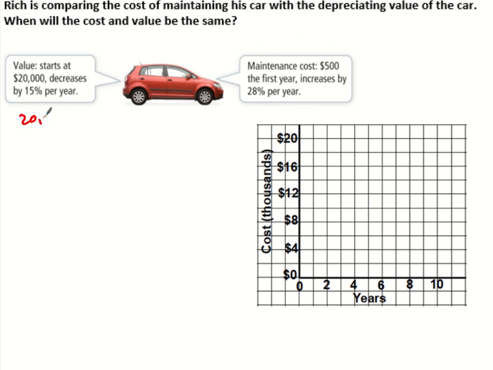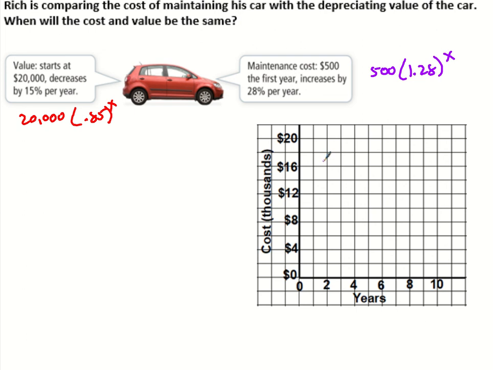So for the value of the car, we're starting at $20,000. It's decreasing 15% per year. So that's 0.85 to the power of x. That's what I want to graph. For the maintenance, we're starting at $500 each year. It's increasing 28%, so I'm adding that to 1. And that's for my maintenance cost.